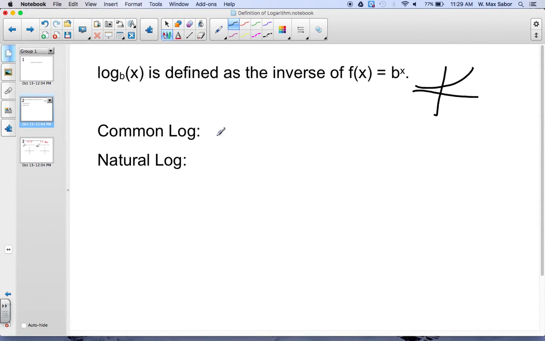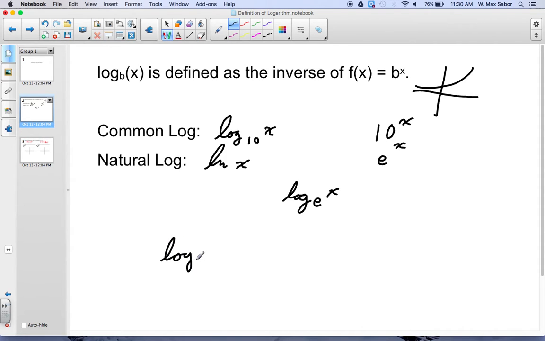Common log is specifically log base 10 of x, so that's the inverse of 10 to the x. Natural log is written like this, but it's specifically the inverse of e to the x. And you'd never write it this way, but you could theoretically write it log base e of x. And if I had something like log base 6 of x, that's representing the inverse of this.